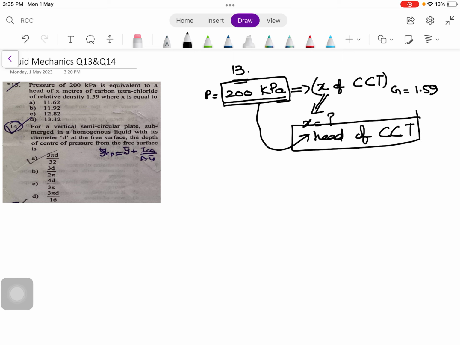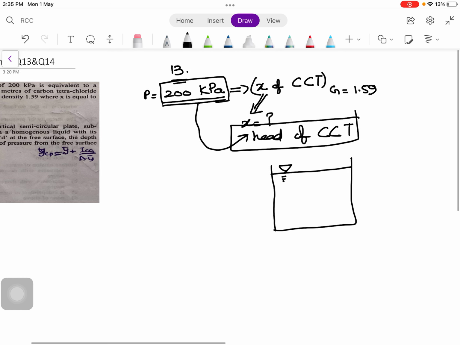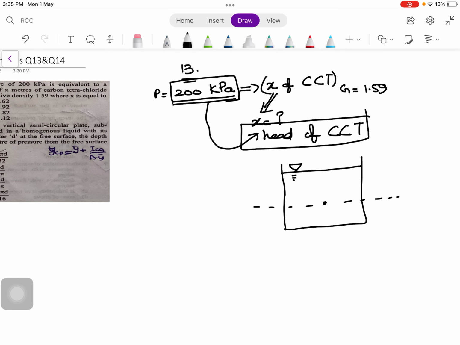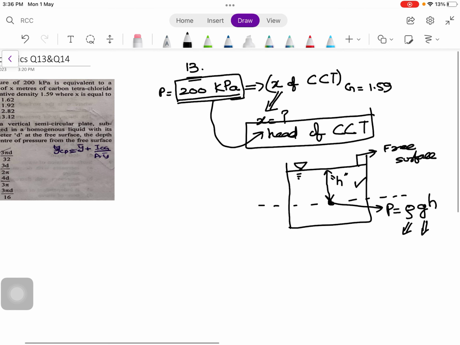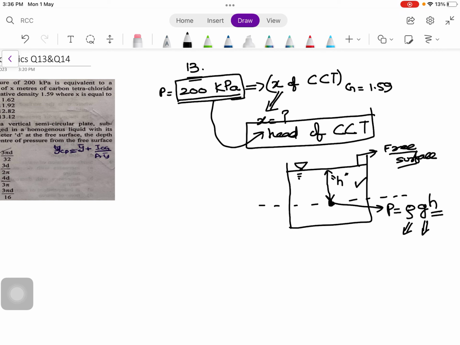So let us imagine that there is a liquid in a container, and if we want to know the pressure at any depth in this liquid container, say at this point, and let us assume that this point is located at a depth of h from the free surface, then the pressure at this point is rho g h, where rho is the density of this liquid, g is the acceleration due to gravity, and h is the depth of this point in this liquid container from the free surface.